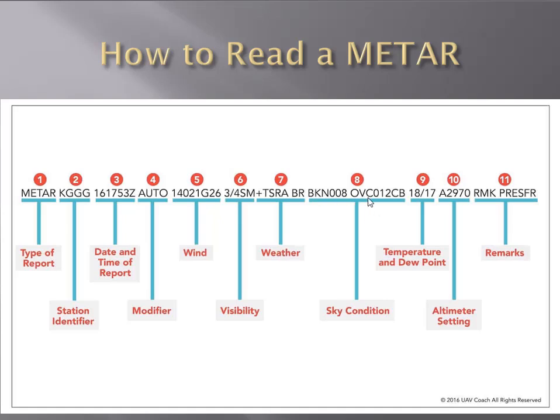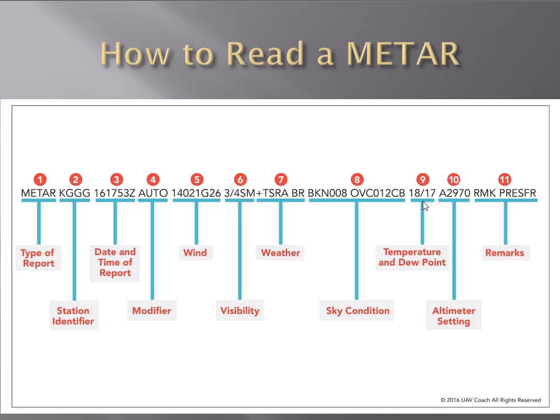OVC would be overcast, and we have overcast skies at 1,200 feet. CB means that the type of cloud would be cumulonimbus clouds, which makes sense because that's the type of clouds that produce thunderstorms. So in sky conditions, you can have different levels of clouds and different ranges of cloudiness. Here you have broken clouds at 800 feet and also overcast clouds at 1,200 feet. And the type of cloud is a cumulonimbus cloud, hence the CB, which makes sense because there's a thunderstorm over the airport.